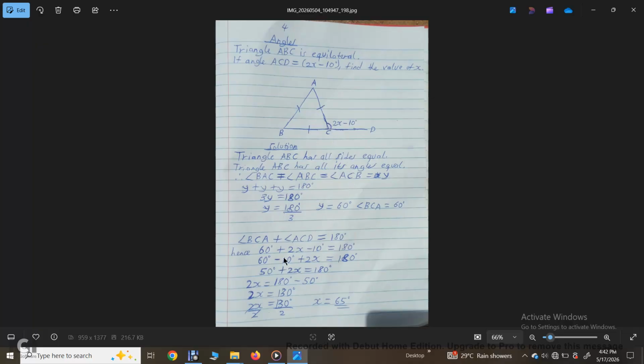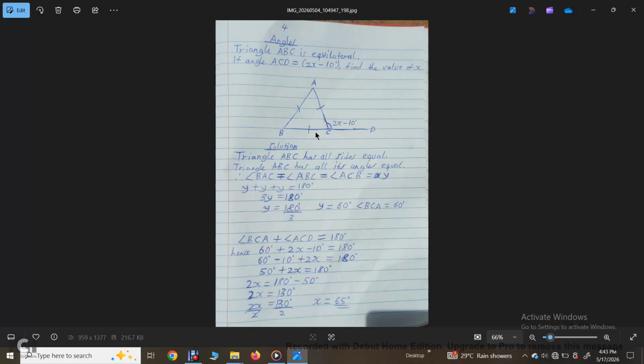Now the second part. Angle BCA plus angle ACD is equal to 180 degrees. What it means is that they are on a straight line. Every straight line, one side is 180 degrees, the other side is 180 degrees.